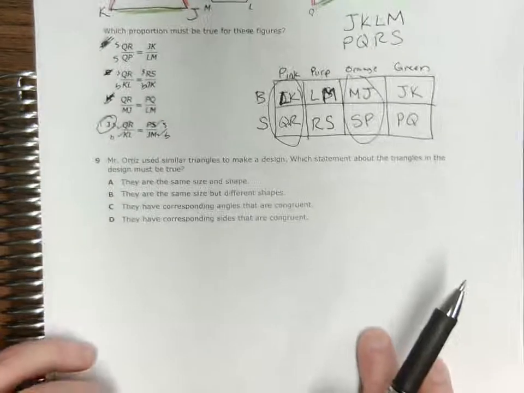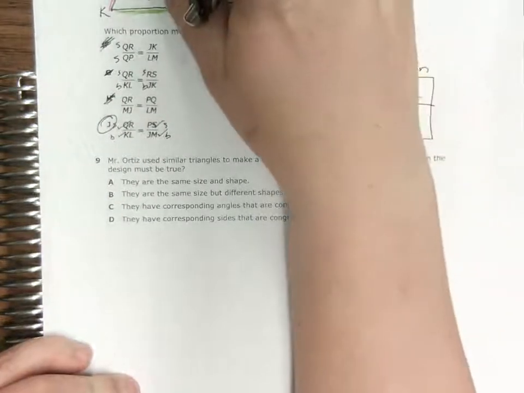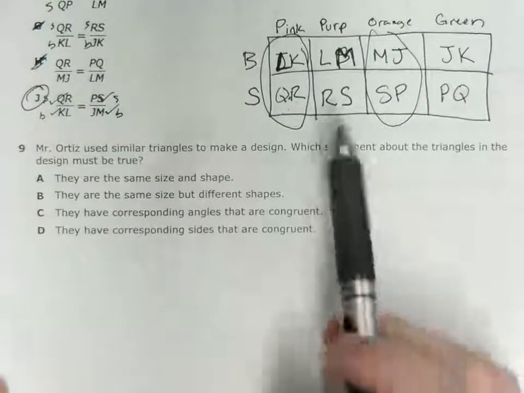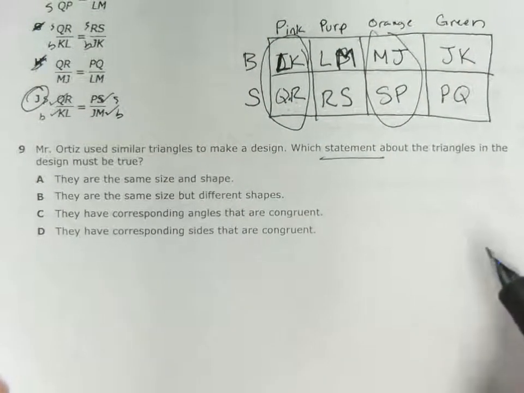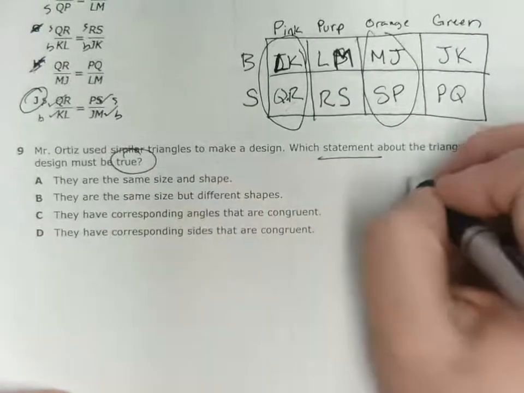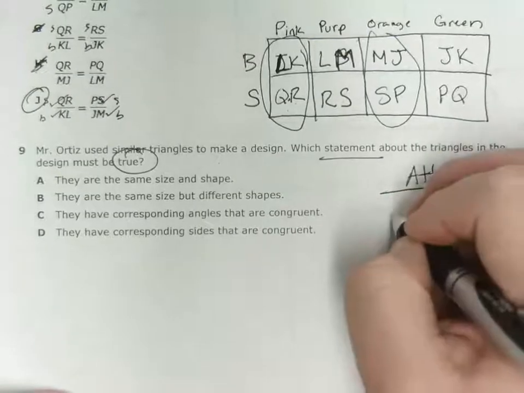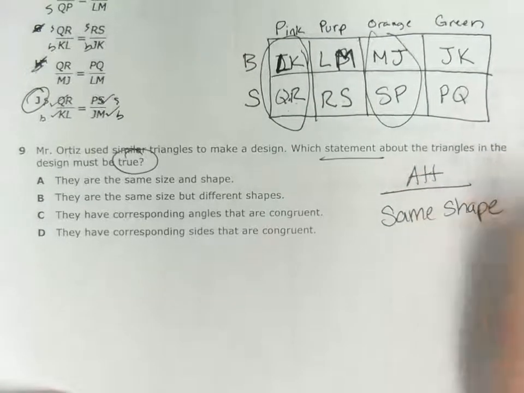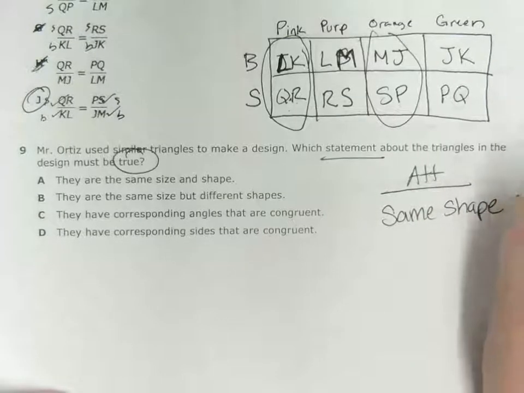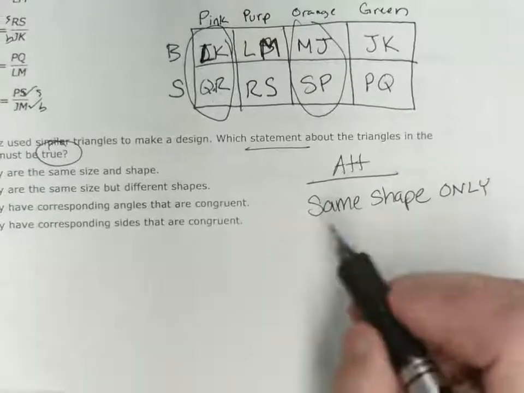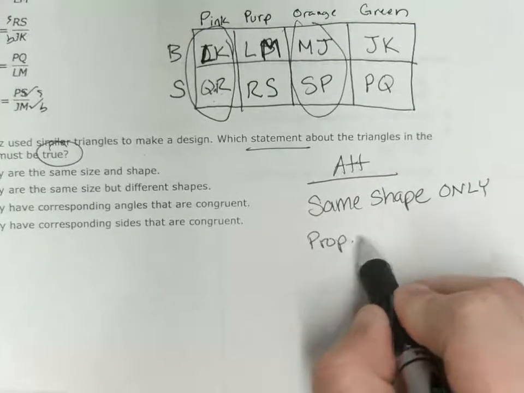Number 9, Mr. Ortiz, let me zoom in. Mr. Ortiz used similar triangles to make a design. Which statement about the triangles in the design must be true? Okay, so these are attributes. Remember, our attributes of similar figures are they are the same shape only. They are not the same size. They are the same shape only, okay? They are proportional in size.